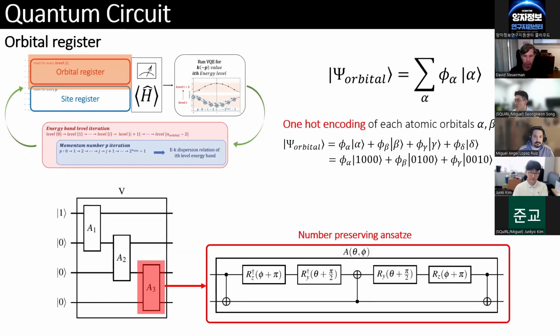For orbital register, we represented each atomic orbitals with 1 hot encoding. In order to get the quantum state of linear combinations between one-hot bases, we use number-preserving ansatz for nearest neighboring registers, as you can see below. This number-preserving ansatz only deals with the probability amplitude for one-hot bases and set other bases to be zero.